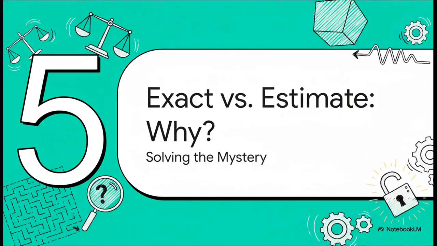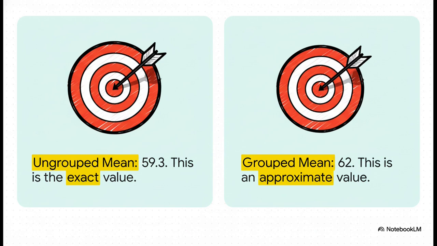And that little mystery brings us to our final and maybe most important section. Let's talk about the difference between an exact answer and an estimate. So let's put them side by side. On one hand, we have 59.3, the mean from the original ungrouped data. That is the exact answer. On the other hand, we have 62 from our grouped data, and that is an approximate answer.